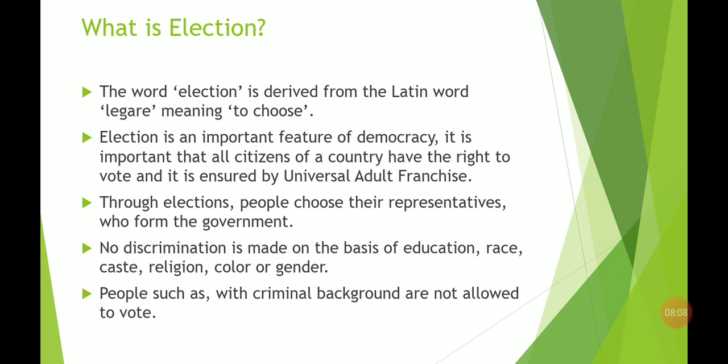Like I had explained, there should not be any discrimination on the basis of education, race, caste, religion, color or gender for voting someone. But there are some people who are not allowed to vote. So who are they? People with a criminal background, meaning they have committed some big crime, are not allowed to vote. So these are the people who are not allowed to vote.